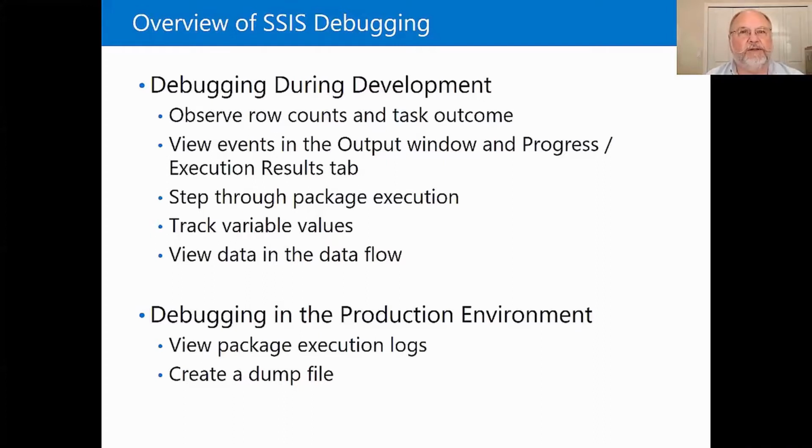Wait a minute, where did all these rows go, or where are they all coming from? We can also look at the output window. I'll show that to you in a little bit. And the progress/execution results window. We've seen that a couple of times already. If there's something wrong, we go look at the progress window. And I don't remember if I mentioned this before, but while the package is running, it's called the progress window or tab. After it's finished and the debugging is completed, it's called the execution results. It's the same thing, it just changes names. So we can look in there.